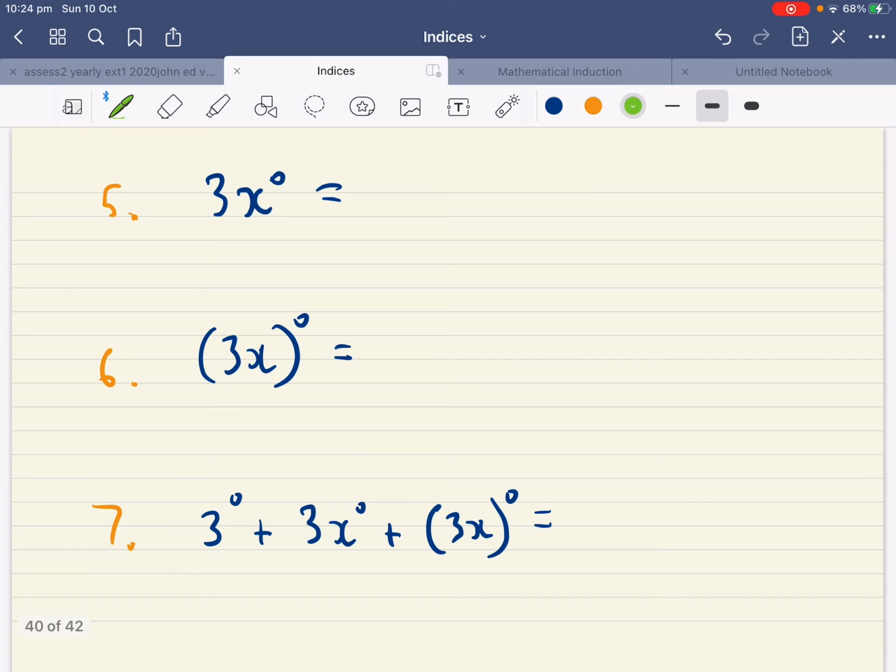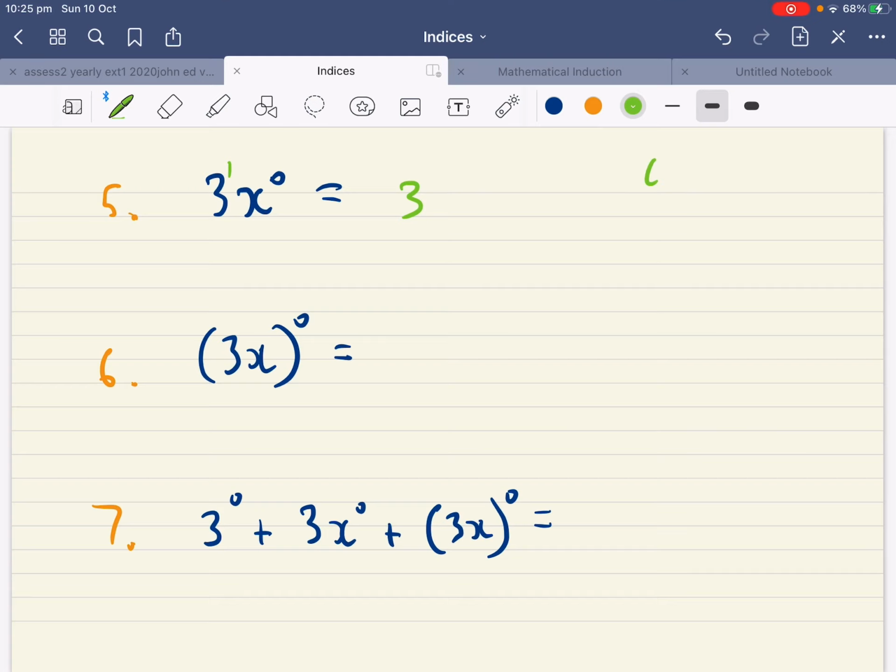All right, final 3 examples for this lesson. 3x to the 0. In this particular case, is that 3 to the power of 0? No, the 3 is just a normal 3, right? Technically, it has a power of 1 there. So the 3 will stay. But what happens to the x to the 0? That would just become a 1.